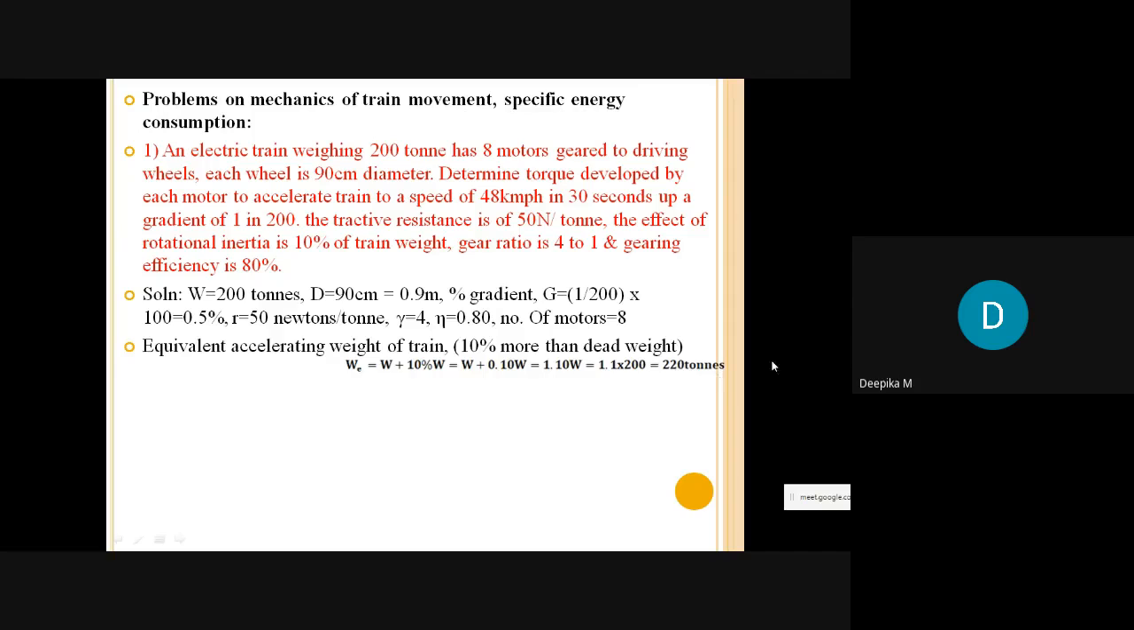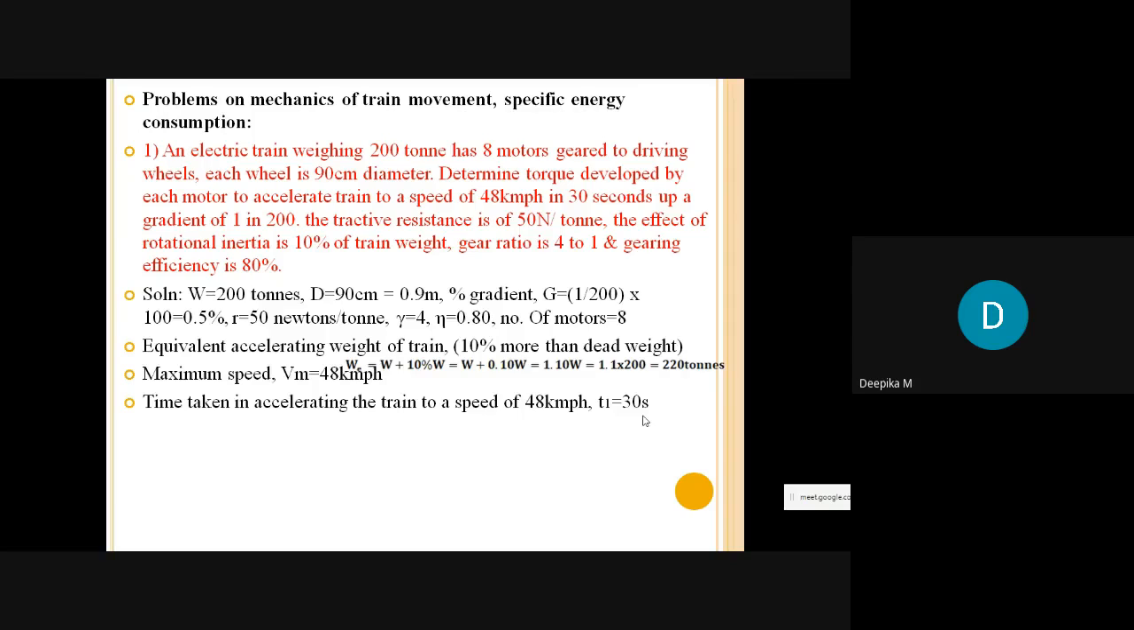Hence you can observe here the accelerating weight, as we are calling it, will be greater than the dead weight. W is only 200 tons, and the accelerating weight WE will be 220 tons, hence it is greater. And maximum speed Vm is 48 kilometer per hour, and the time taken during the acceleration period, they have given here, to accelerate the train will be 30 seconds, which is nothing but T1.